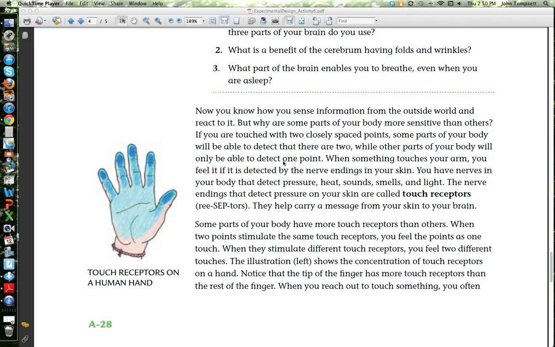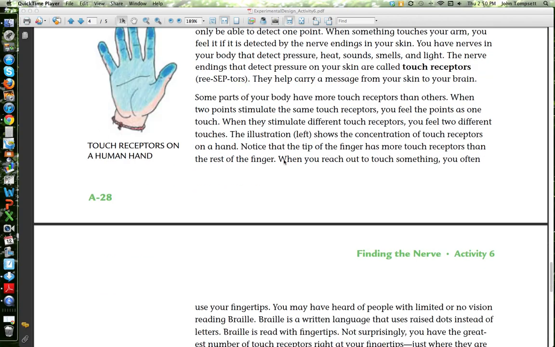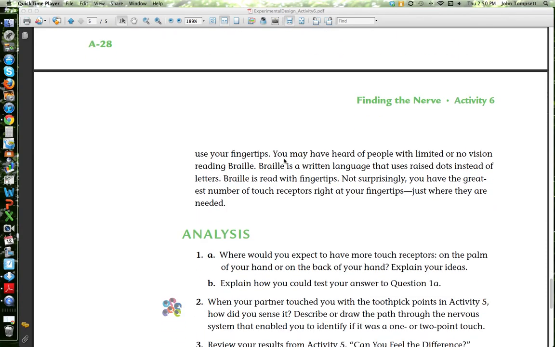The illustration on the left shows the concentration of touch receptors on a hand. Notice that the tips of the finger has more touch receptors than the rest of the finger. When you reach out to touch something, you often use your fingertips. You may have heard of people with limited or no vision reading Braille. Braille is a written language that uses raised dots instead of letters. Braille is read with fingertips. Not surprisingly, you have the greatest number of touch receptors right at your fingertips, just where they are needed.